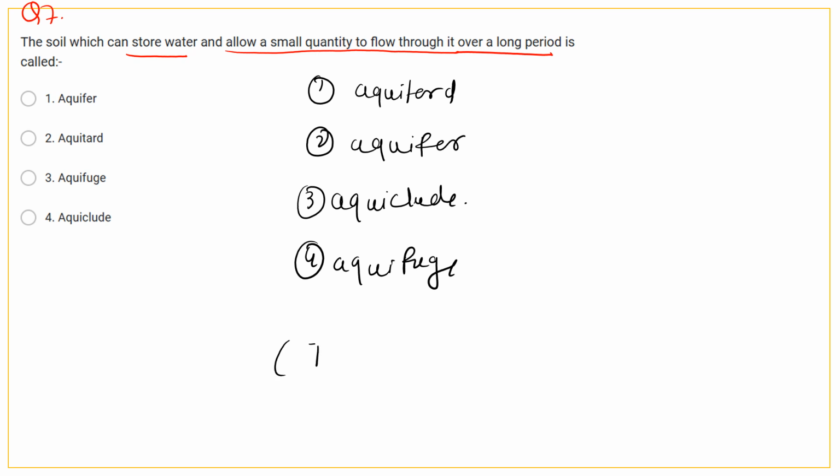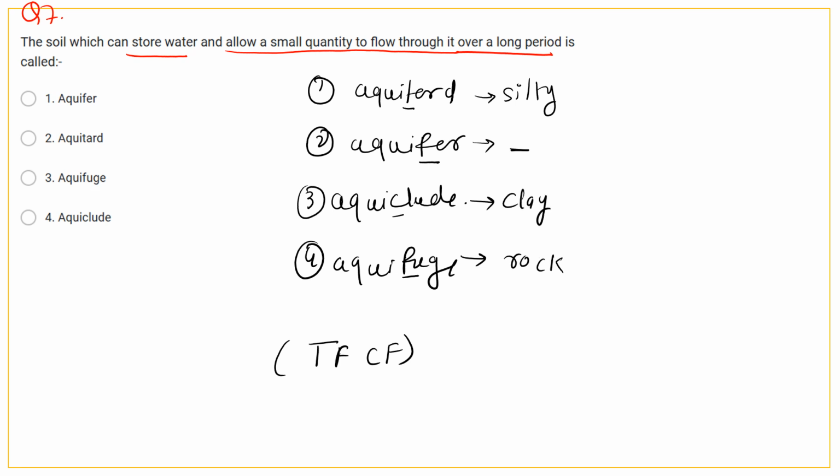Remember it as TFCF. Okay, here TFCF. Okay, last is fuge. Remember last is fuge, TFCF. Here the examples for this are silty for the first, second dash, third is clay, and fourth one is rock. Okay, these are the examples.